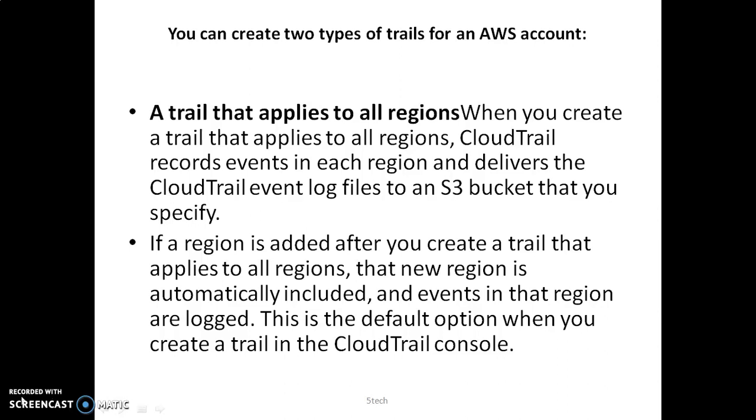When you create a trail that applies to all regions, CloudTrail records events in each region and delivers the CloudTrail event log files to the S3 bucket that you specified. If a region is added after you create a trail that applies to all the regions, the new region is automatically included and events in that region are logged. This is the default option when you create a trail in the CloudTrail console.